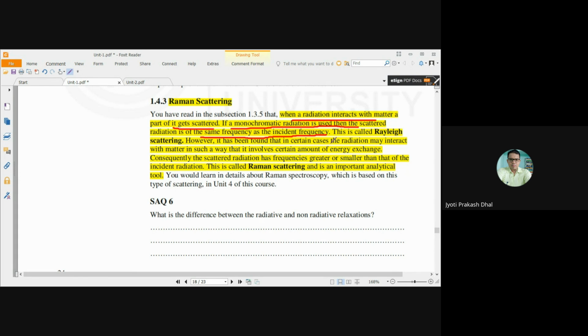However, it is observed that in some types of scattering, the frequency of the incident radiation is different from the frequency of the scattered radiation. That means the frequency of the scattered radiation may be increased, or it may be decreased, compared to the frequency of the incident radiation. This type of interaction is called Raman scattering, and the details of Raman scattering will be discussed in the corresponding unit.